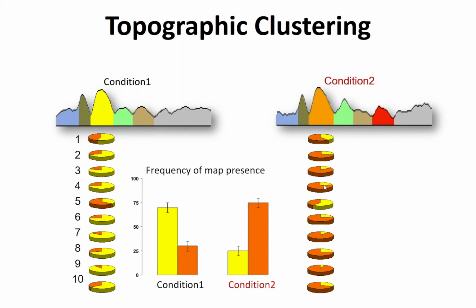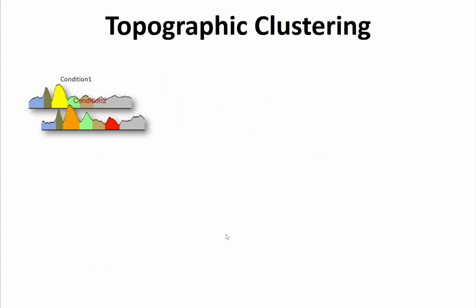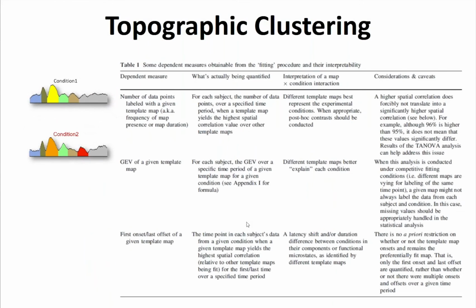And you can quantify these pie charts as the frequency of map presence and perform, in this case, an ANOVA comparing map by condition. And the interaction between these would tell you that one map is better characterizing responses to one condition and another map to another condition, which you can see in the histograms here. Now, that's one type of dependent measure that you can take from topographic clustering.